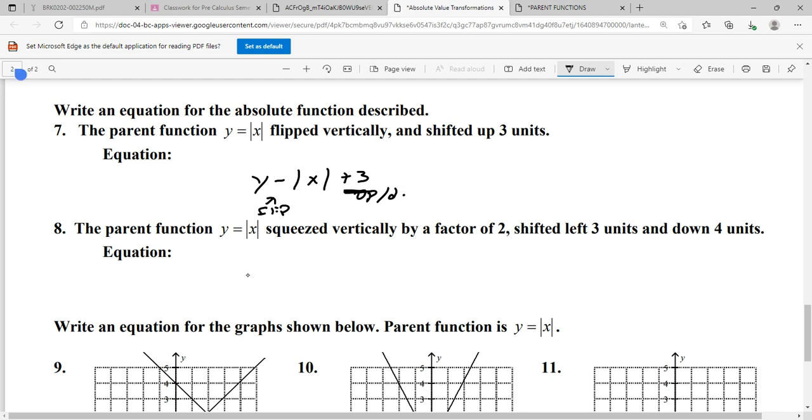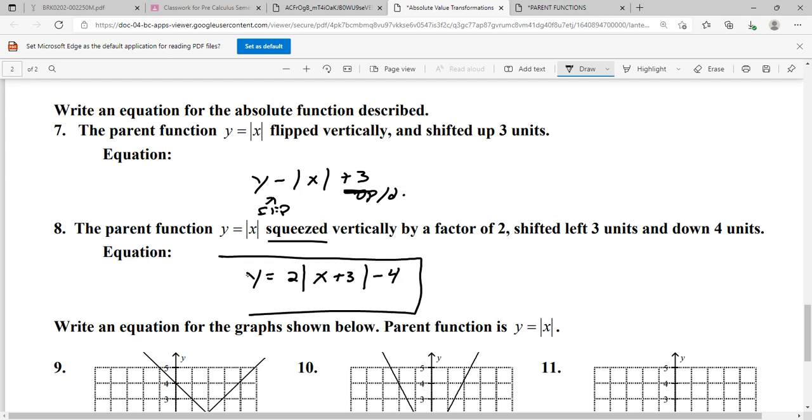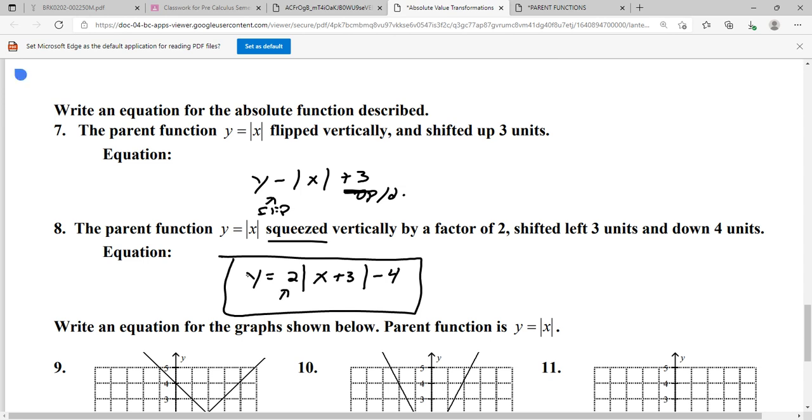All right, parent function squeezed vertically by a factor of 2. All right, so if we're going to squeeze it by 2, we're just going to go 2. Then our absolute value, shift it left, so that'll be x plus 3, because we have to change that sign, and down 4 units, minus 4. There's that one. So here's our squeeze right there.